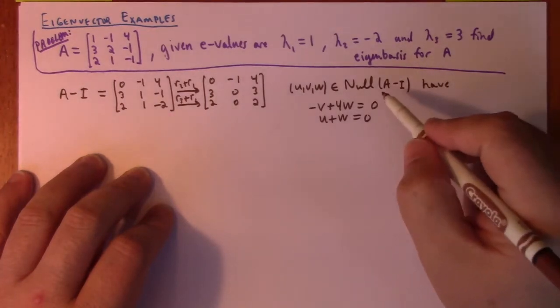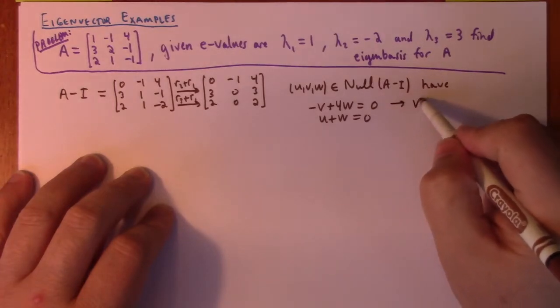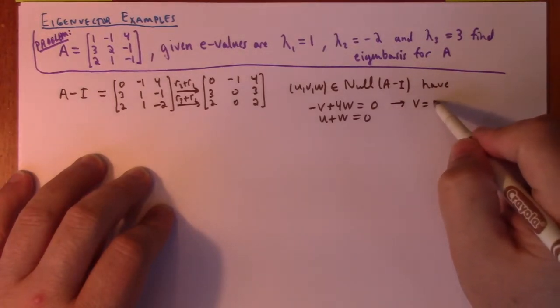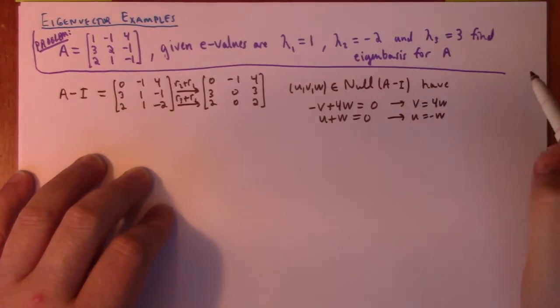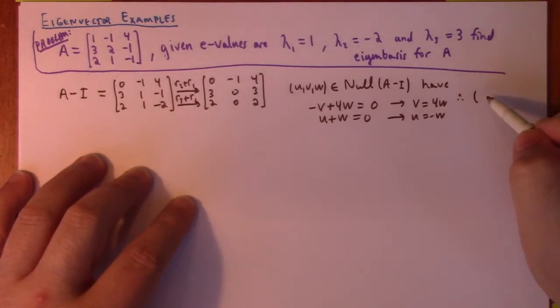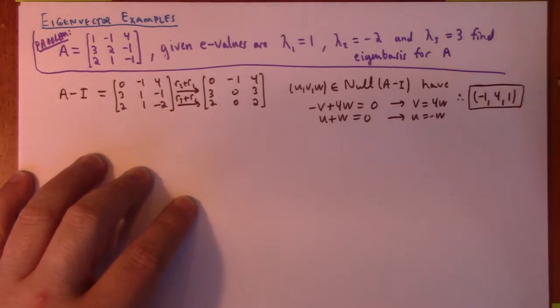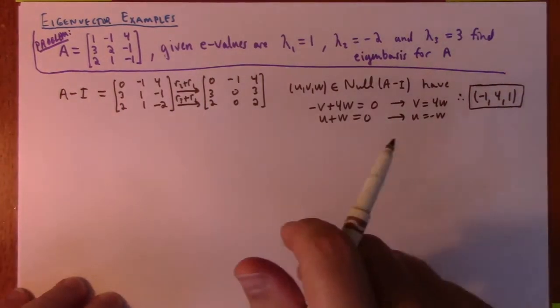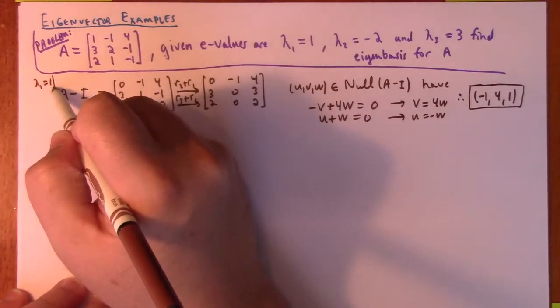So basically just set W to be 1. That gives me V is equal to 4W. This tells me U is equal to minus W. So in short, I can use minus 1, 4, 1 as a good eigenvector with eigenvalue 1. That'll be part of my eigenbasis. So there we go, lambda 1 equals 1. That one's done.